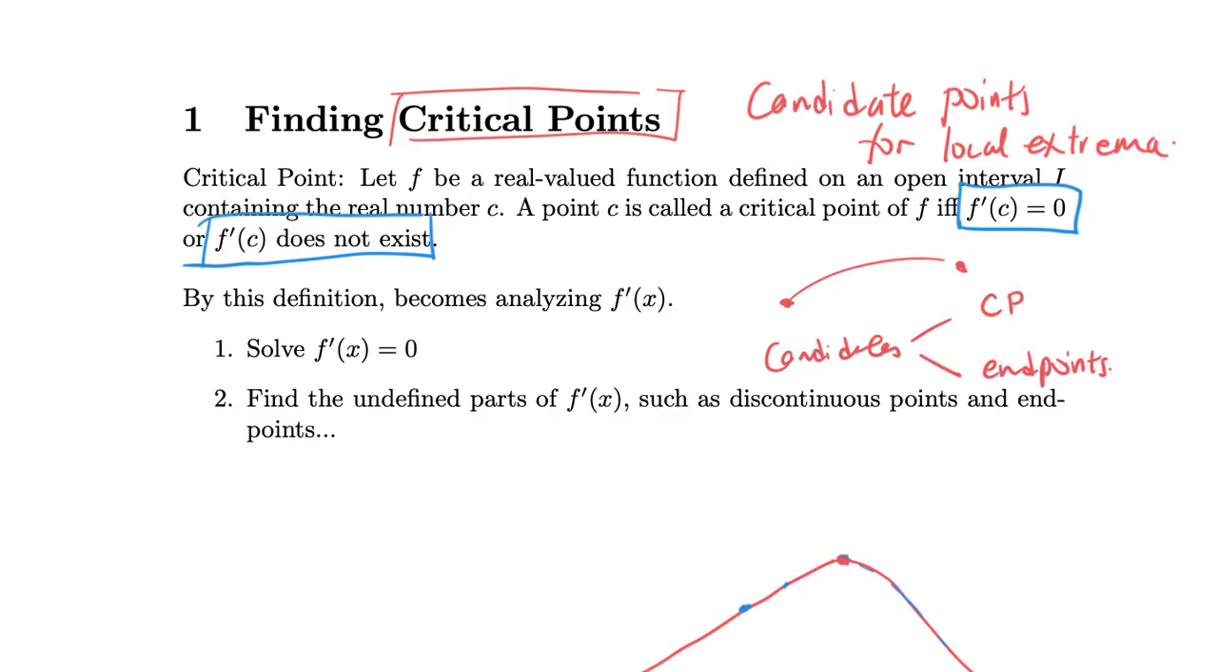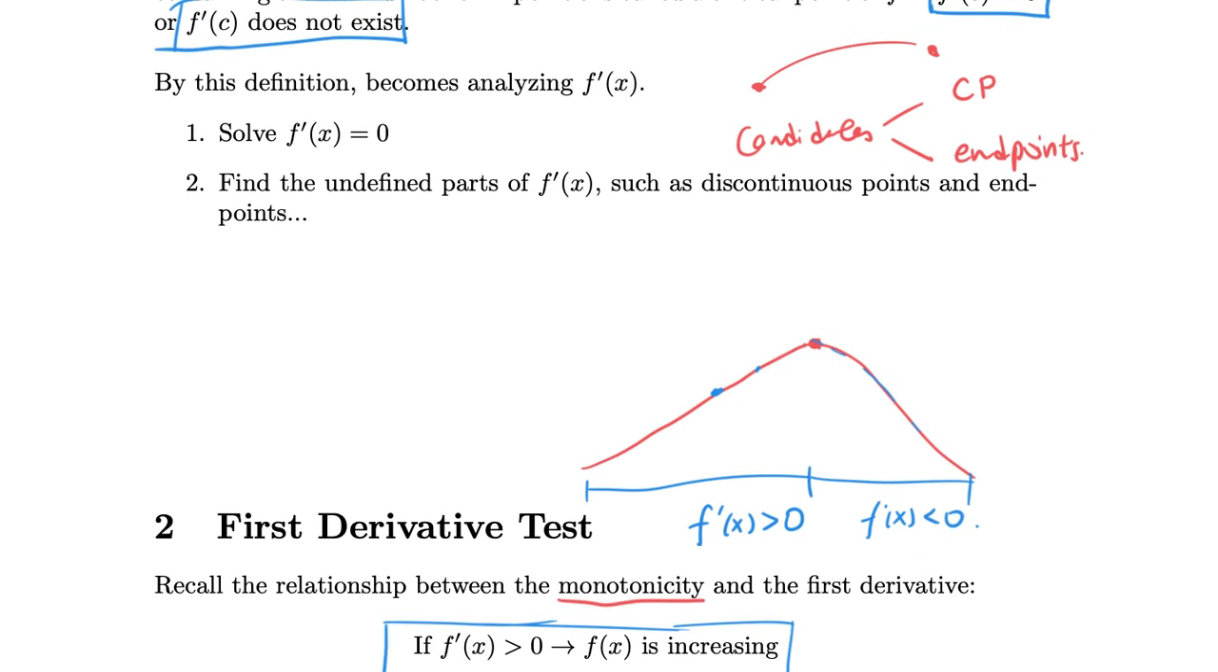So these are the two parts of candidates. Endpoints is fairly easy, usually you're given an interval. But critical points is the harder part to find, which is exactly when f prime of c is 0 or f prime of c does not exist. Now let me illustrate why these are all the points that we consider for local extrema.